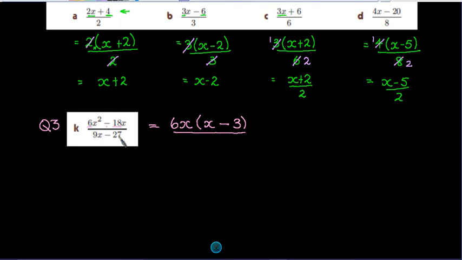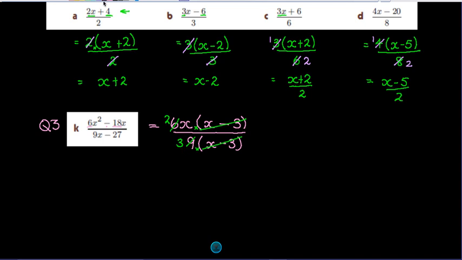Downstairs, we look at the 9 and the 27. What's the biggest number that goes into those two? Hope you said 9. 9 times what gives me 9x? It's x. 9 times what gives me 27? It's minus 3. And look at that. Once again, we've got the times there, which means I can cancel out that whole factor. We don't want to just write 6x on 9, because we can see that 6 and 9 can cancel. 3 goes into 6 twice, and 3 goes into 9 3 times.